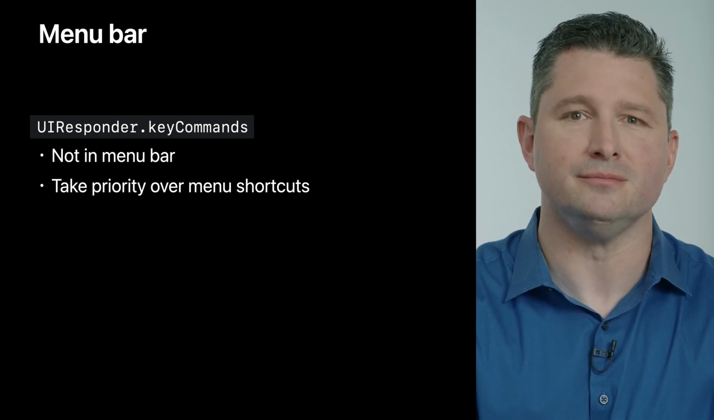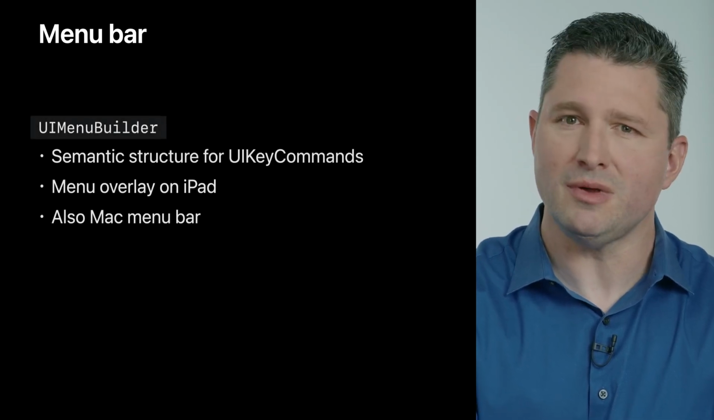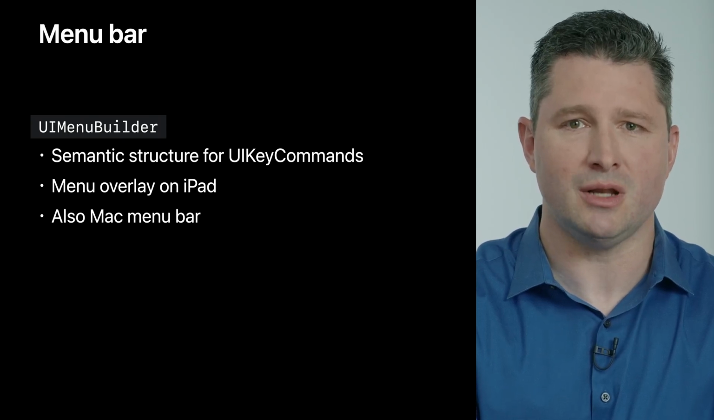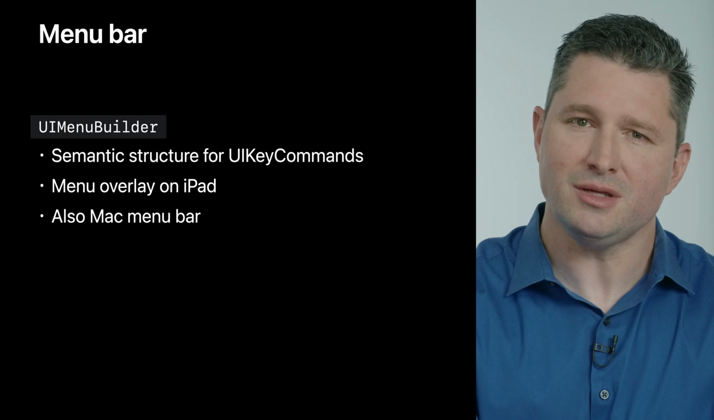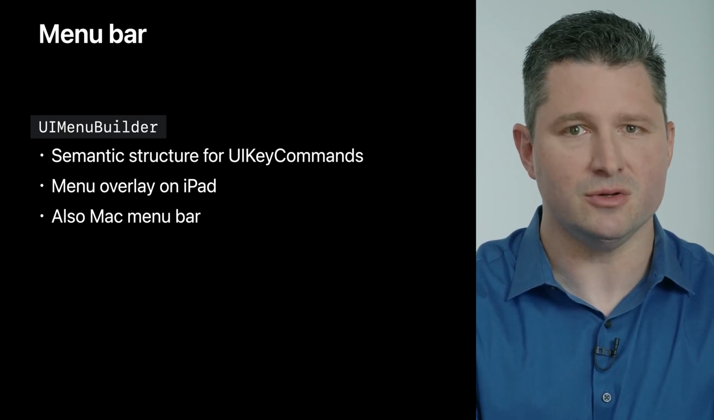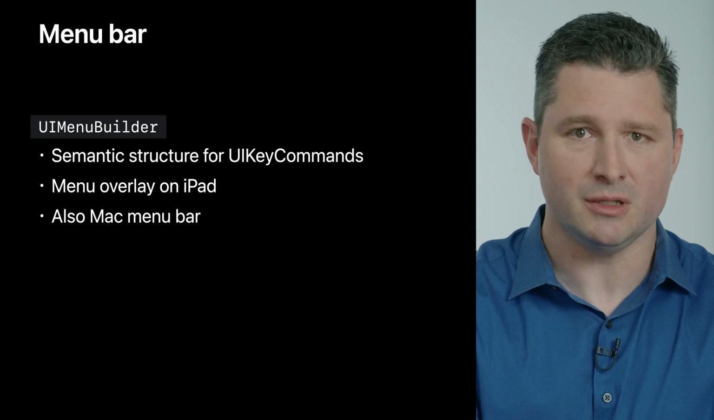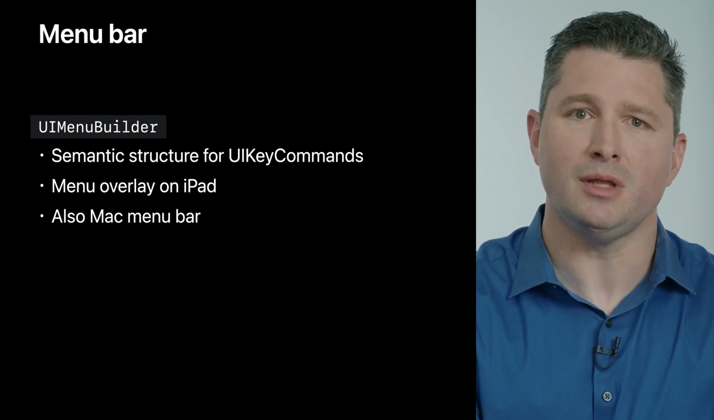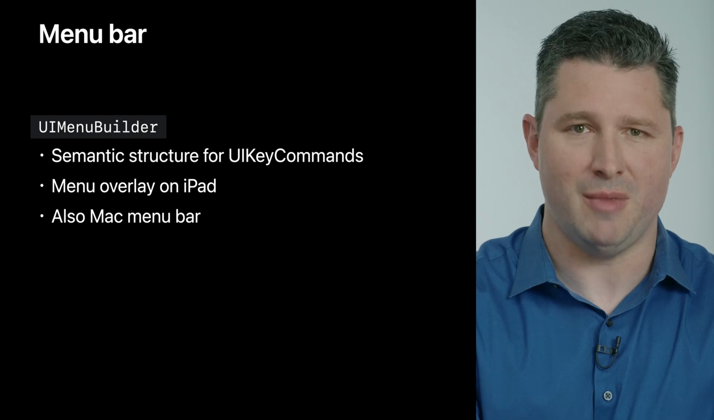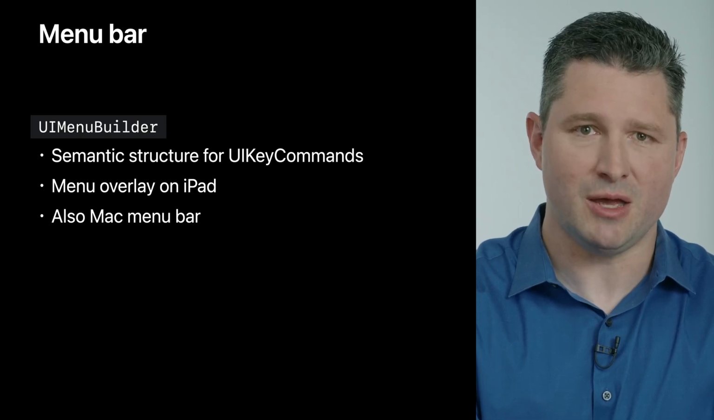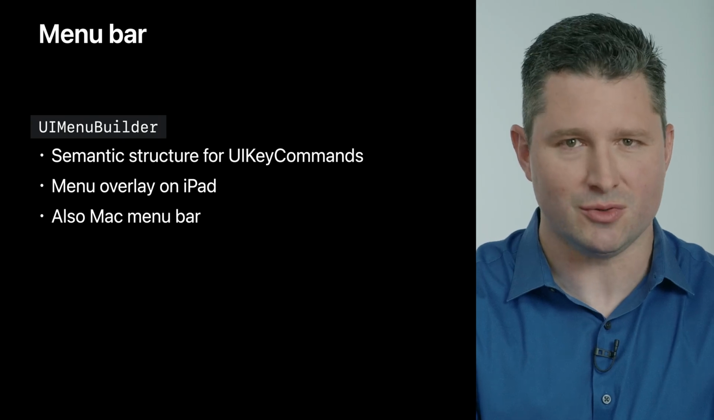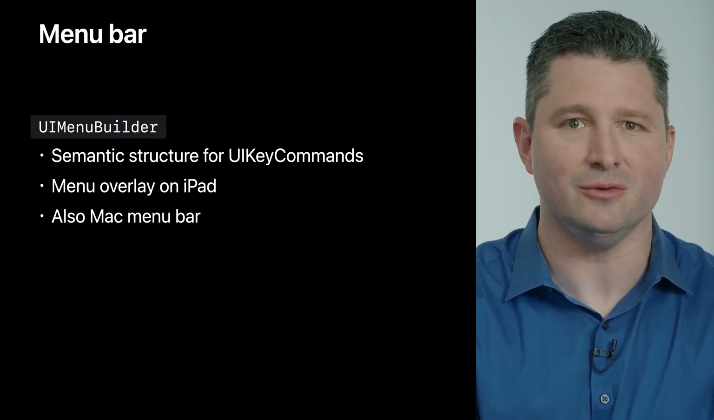whenever they apply. You might already be using the more recent UI Menu Builder API that we introduced in iOS 13. This adds semantic structure to your UI key commands. This structure is visible in the Keyboard Shortcuts menu that appears when you hold down the Command key on an iPad with a keyboard. On the Mac, the default structure that gets passed into the builder will be different, but your customizations to this structure will be reflected in the main menu.